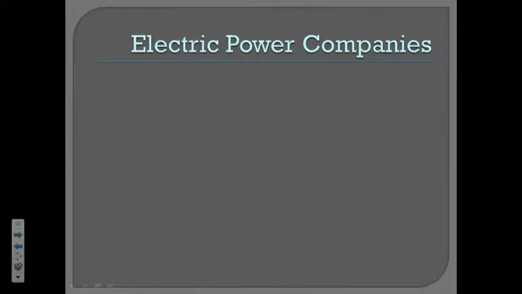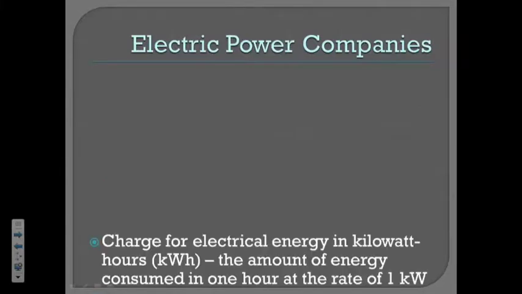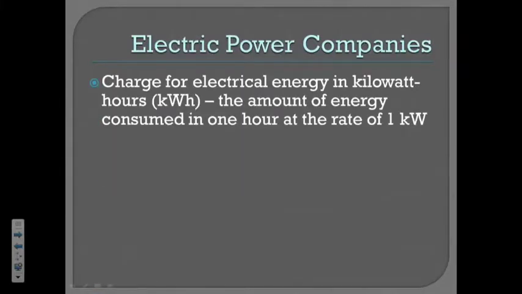All right, so the electric power companies, how do they know what to charge you? Well, they charge you by what's called kilowatt hours. So a kilowatt is 1,000 watts. You've got to remember, kilo means 1,000, and if you have 1 kilowatt, that means you have 1,000 watts. And what they do is they measure the kilowatts that you use every single hour.